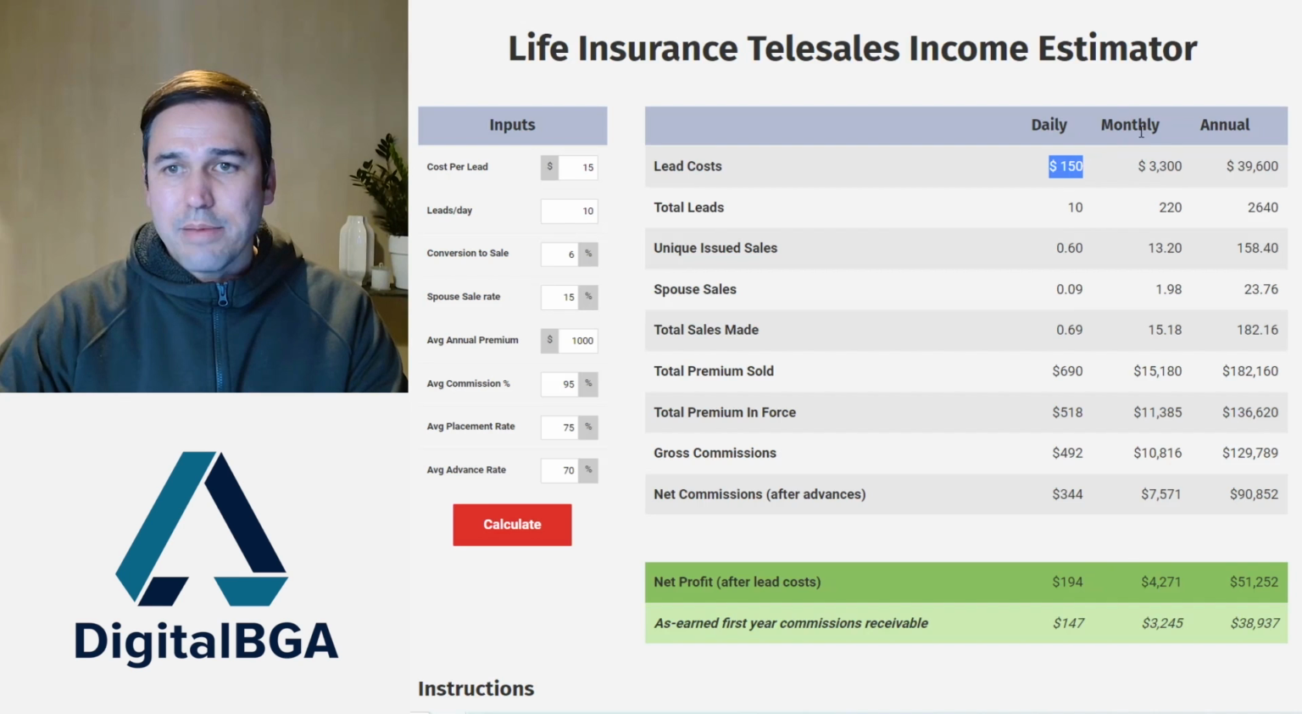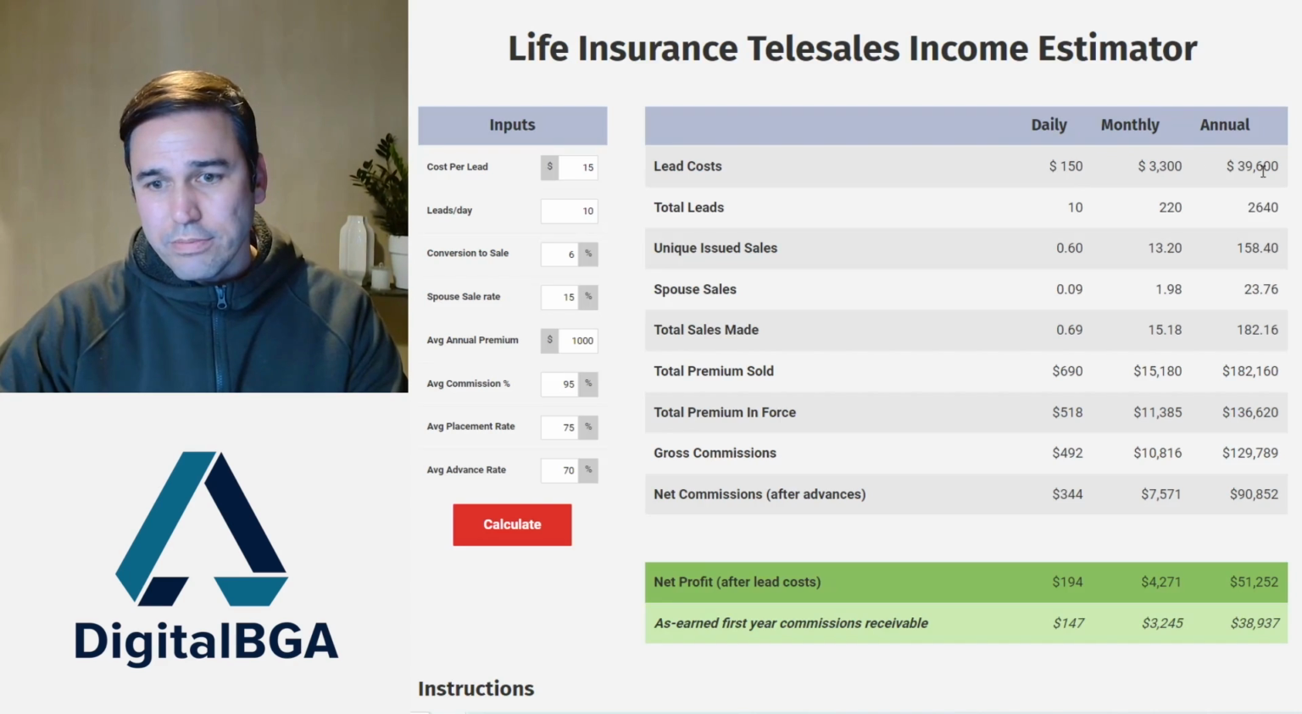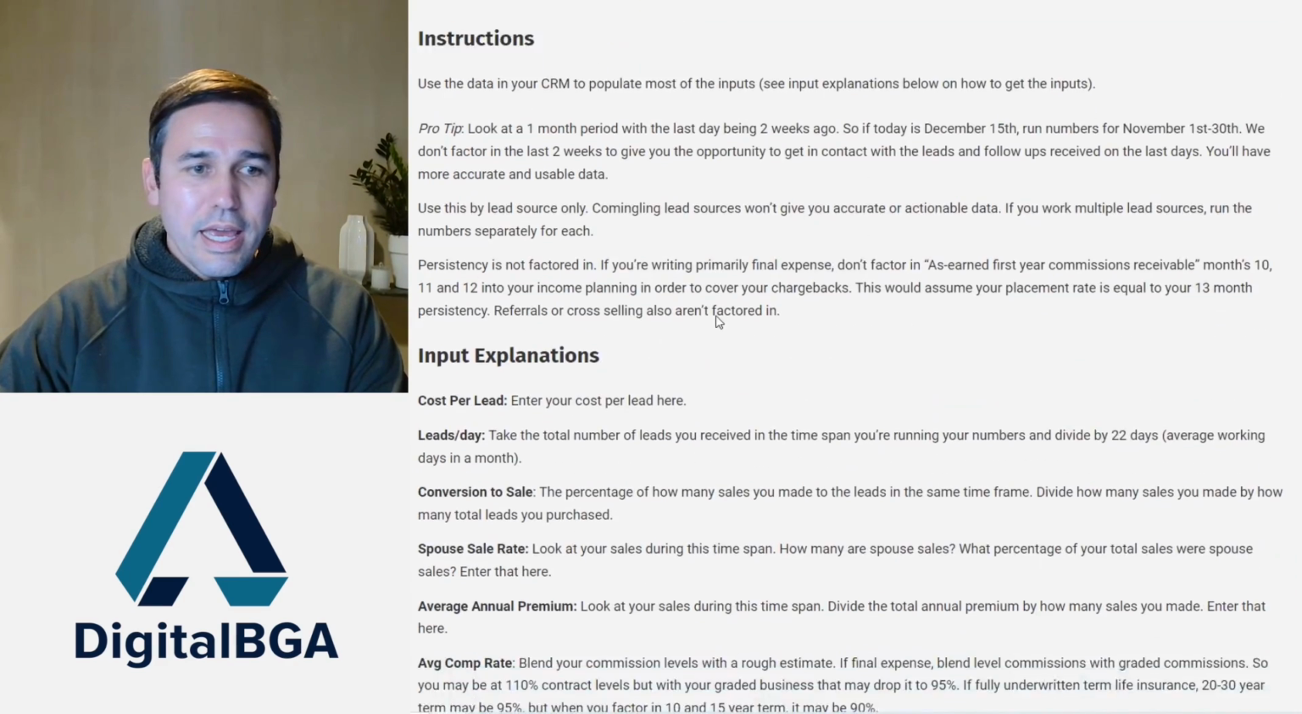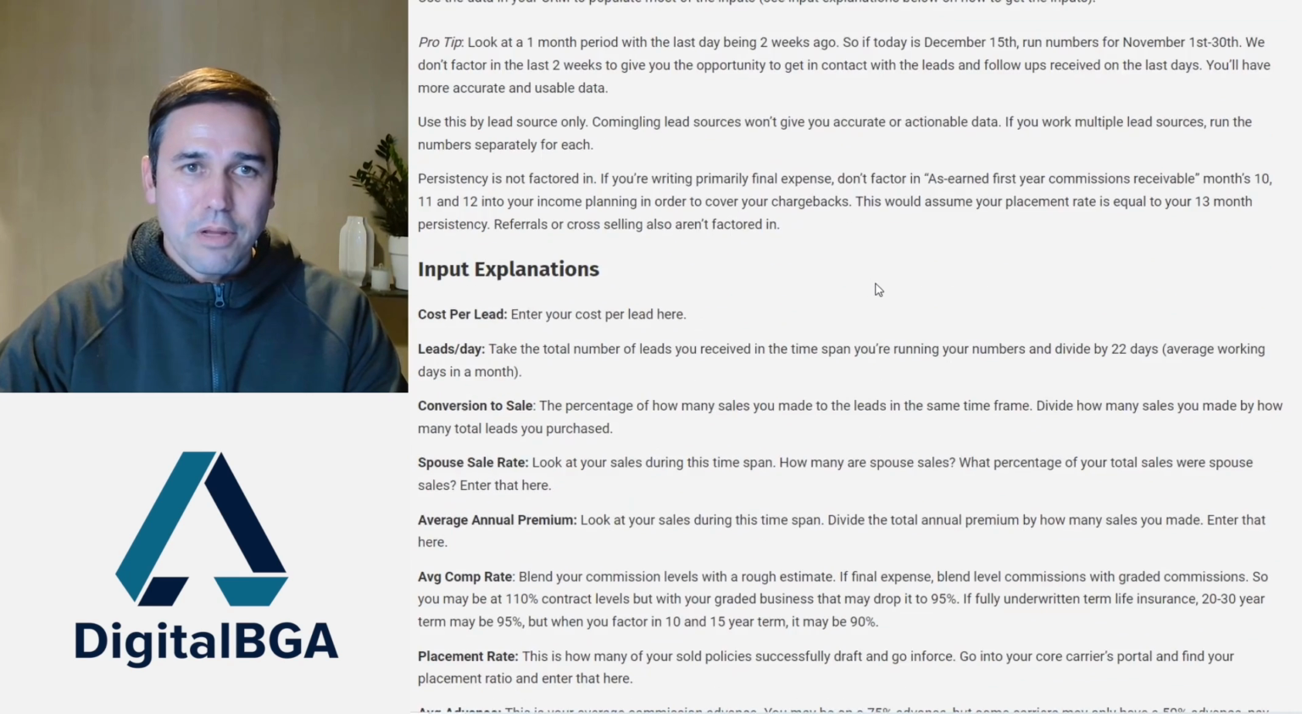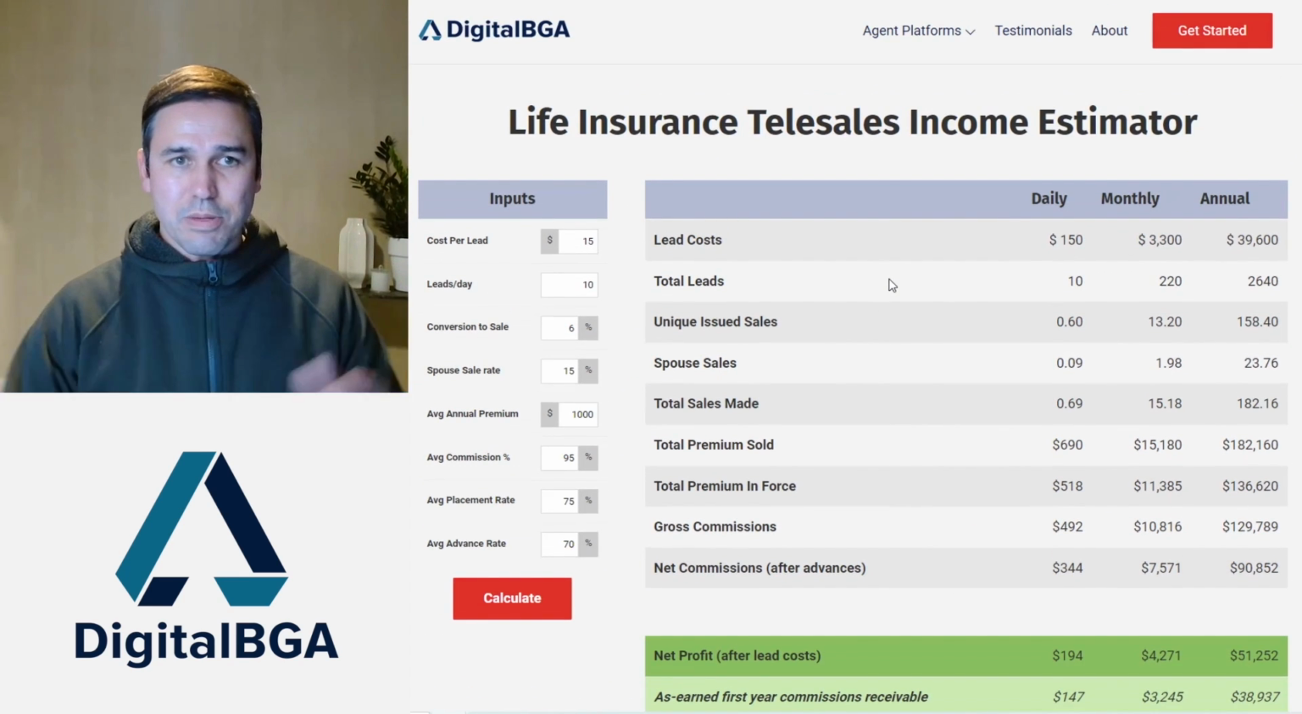Monthly is this times 22 working days, and then annual is basically monthly times 12. That's how we're coming up with these numbers, and you can see the output calculations here. Okay, enough of that boring stuff. Let's get into some examples here.